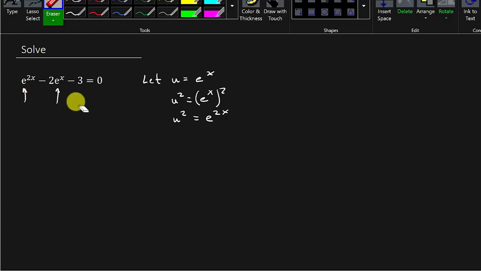All right. So what we'll do is we'll take the u and put it in the place of e to the x. And then we'll take u squared and put it in the place of e to the 2x. See, I'm just replacing this with u squared and this with u. So that is going to give us u squared minus 2u minus 3 equals 0.